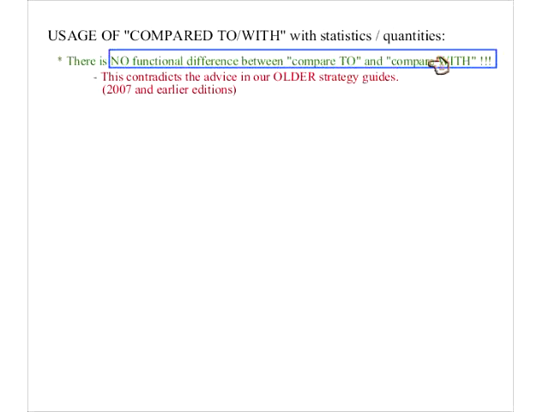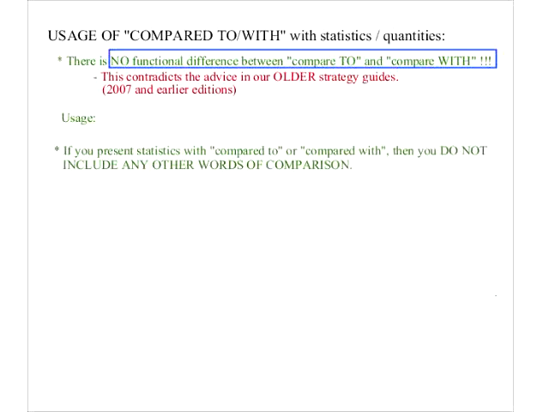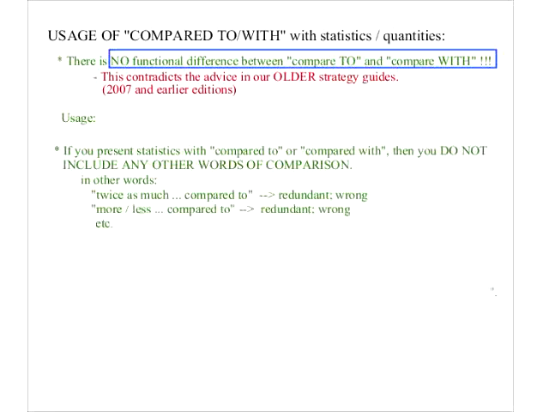Okay, now what you should know is this. Here's how you use it. If you present statistics with these things, you do not include any other words of comparison. So if you say twice as much compared to, that's wrong. You don't do that. It's just twice as much as. If you say more or less compared to, that's also incorrect. So this should just be twice as much as. And then this should just be more or less than. It's always incorrect to use compared to or compared with in conjunction with these things.